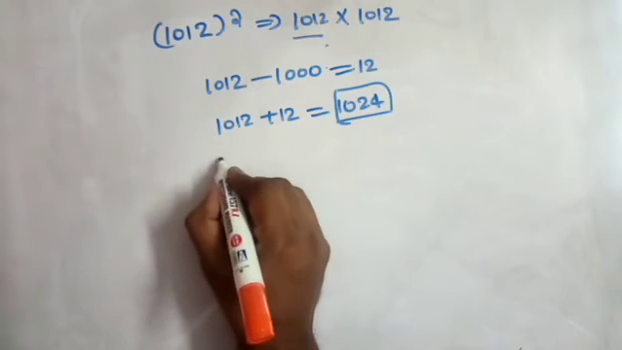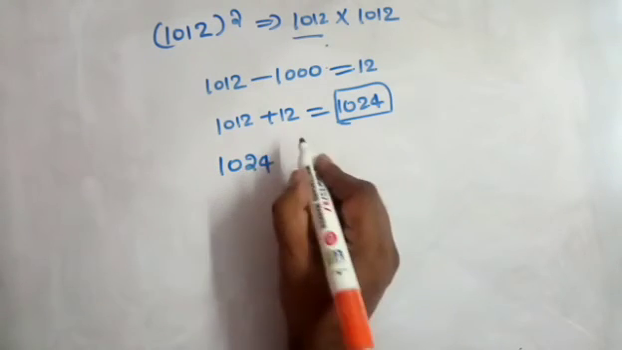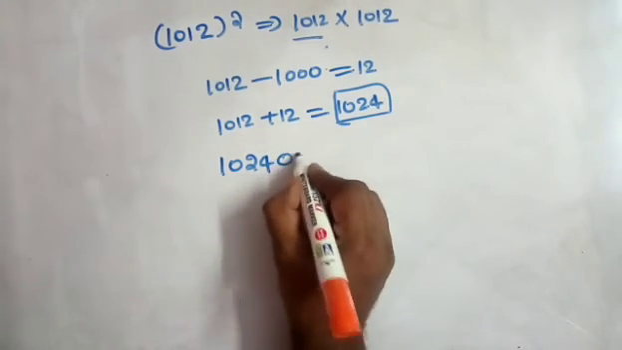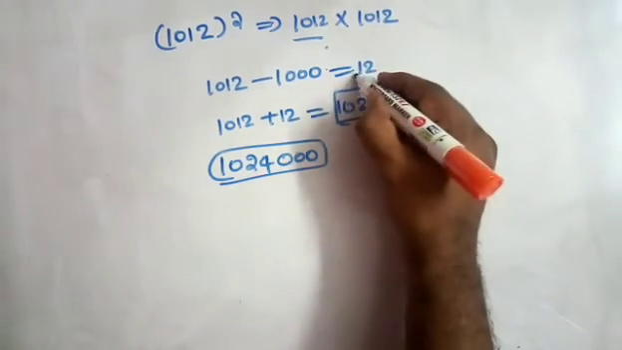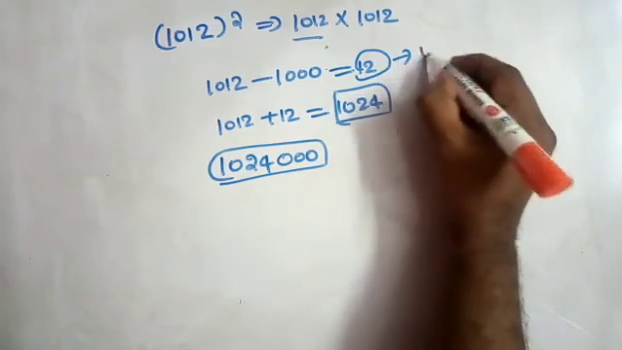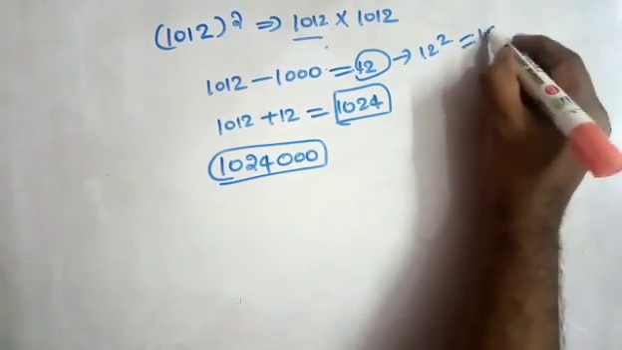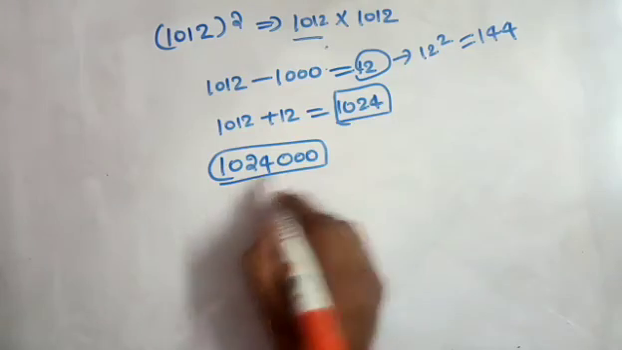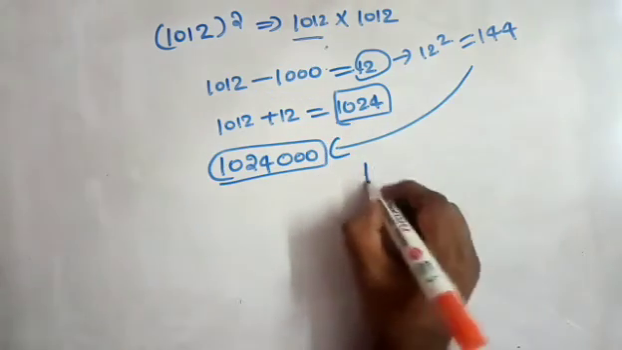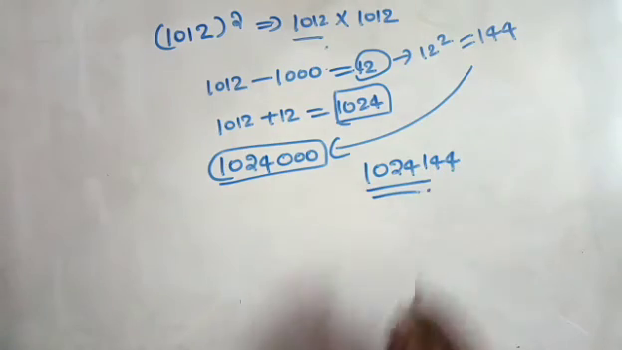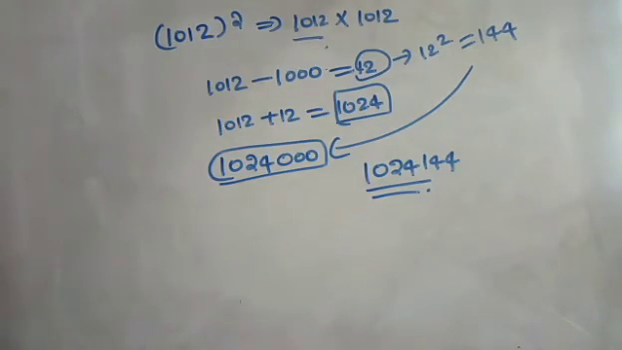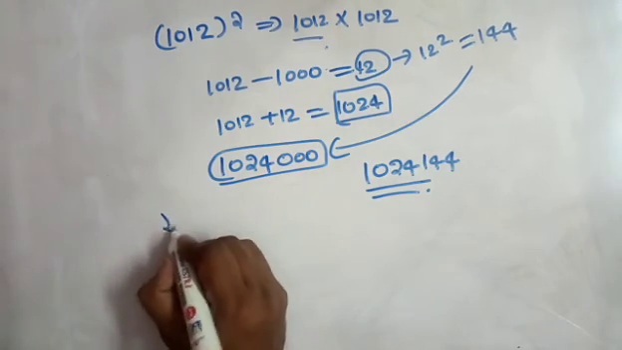Now since it is in the thousands, you add three zeros to this number. And what remains here, 12, you make it 12 square, which is equal to 144, and you just add it here, that is 1024144. So like this you are going to find the square of a number in a very easy manner. You can just try it.